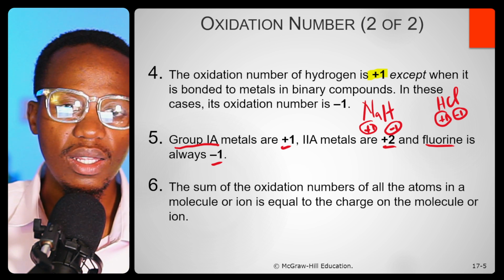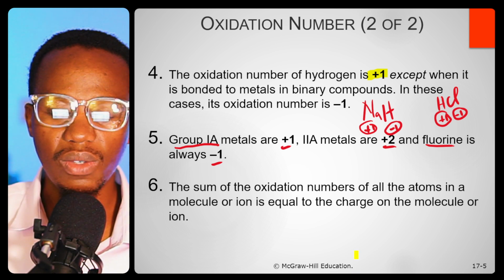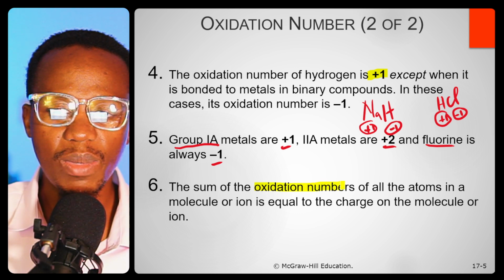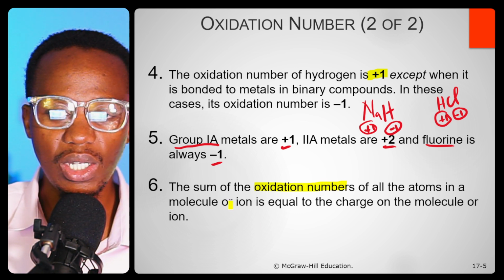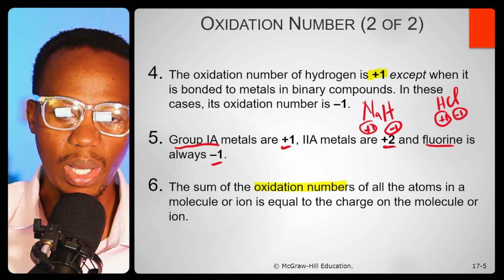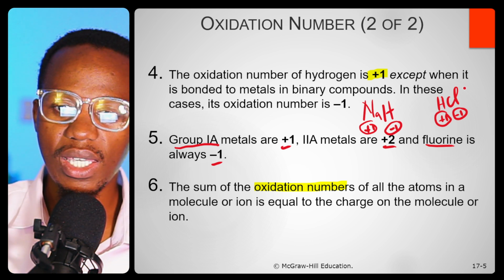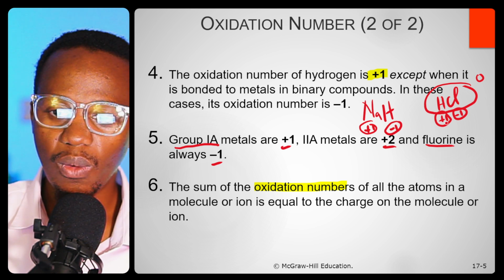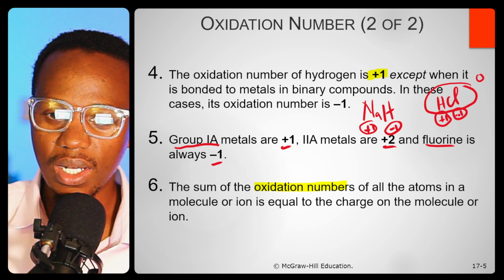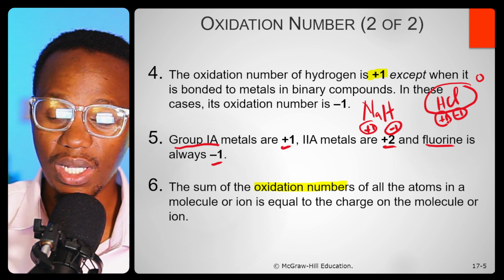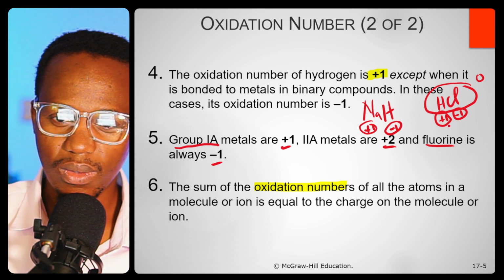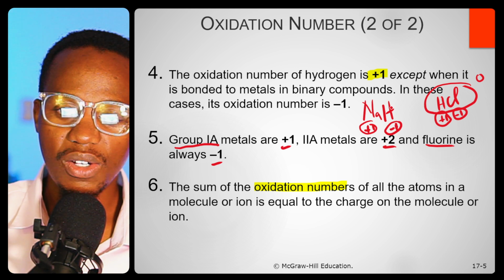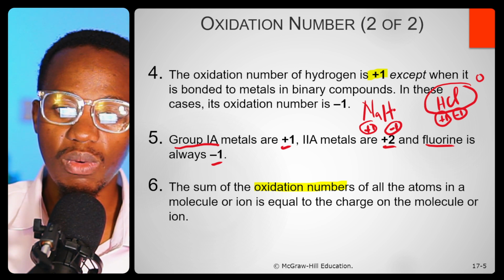And then the sum of oxidation numbers. If you don't know which one, the sum of these numbers should be equal to the charge of the molecule. What do I mean by that? If you have HCl here with no charge, it means the charge is 0. So if chlorine is -1, hydrogen has to be +1 for the total to be 0. That's why hydrogen in NaH has to be -1, because sodium is +1, and hydrogen has to be -1 for this to be 0.